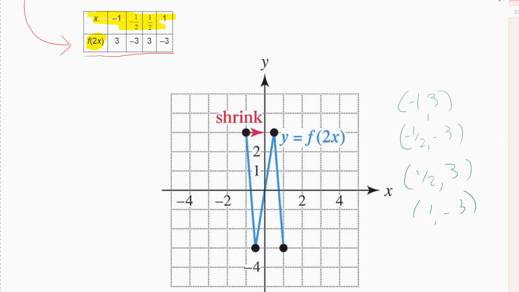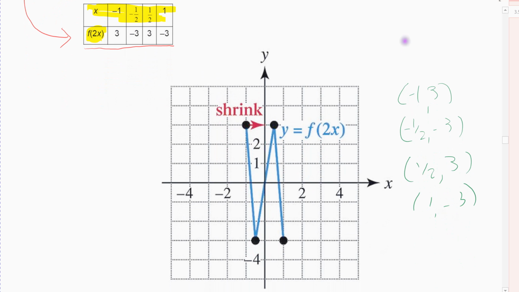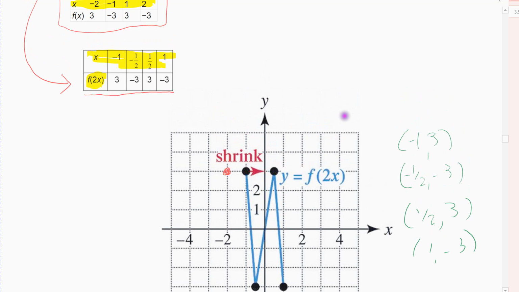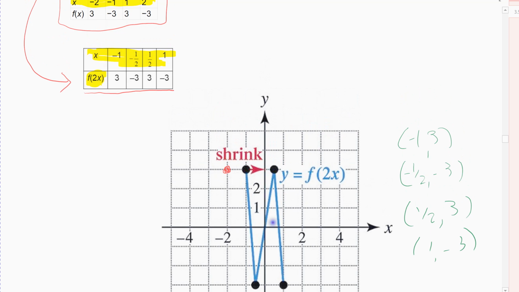If I go back and put in the old points, remember the old points were at negative 2, 3, so this is what an old point was, then negative 1, negative 3, 1, positive 3, and then 2, negative 3. And so that's where we've been moved over. It shrunk. The old graph was out here further.